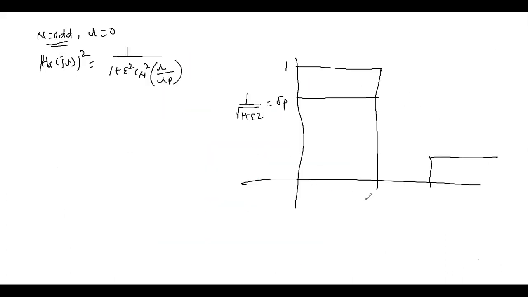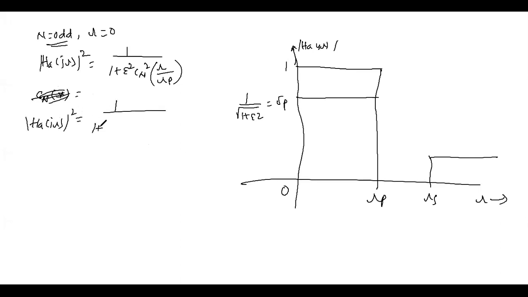Okay, now this is your 0, omega P, omega S. This is your omega. Okay, this is the response |H_a(j omega)| magnitude. Now say this omega equals 0 and n is odd. Now what is the value of C_n(x) if n is odd, or C_n(0)? Because omega equals 0, now first we'll put, no problem. That is |H_a(j omega)| square equals 1 by 1 plus epsilon square C_n square. Since omega equals 0, it is 0.